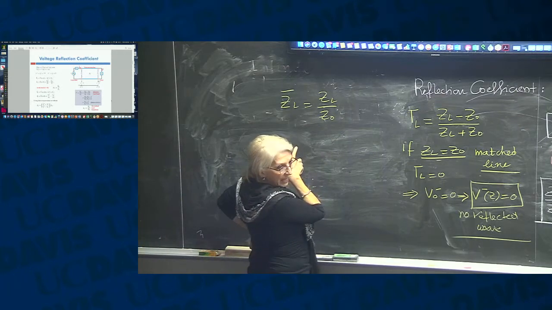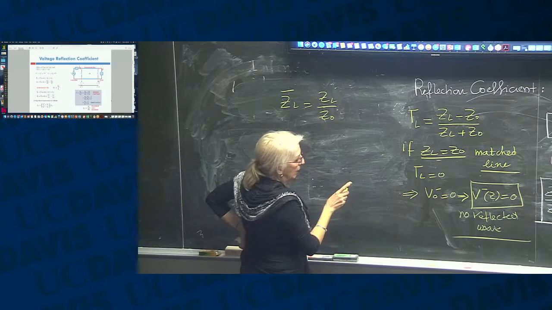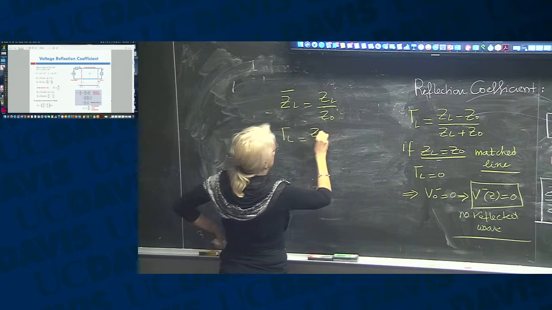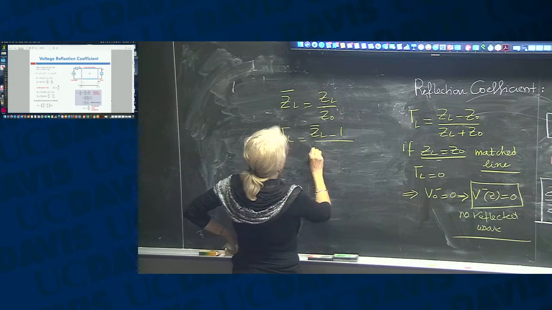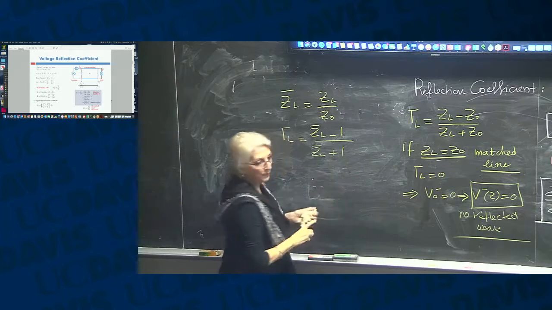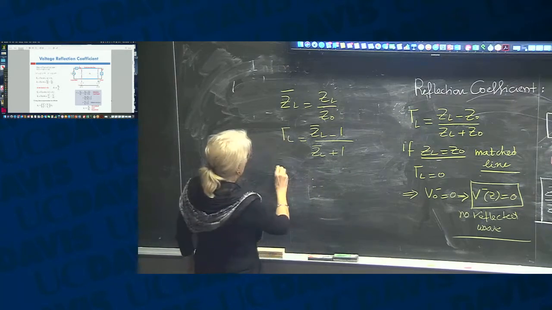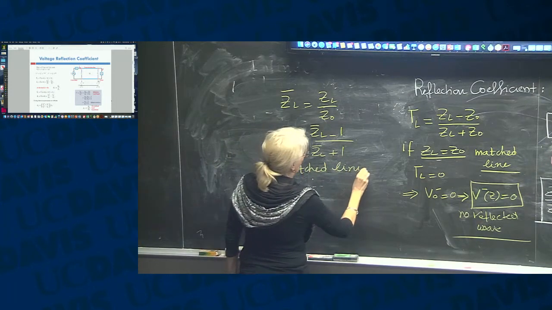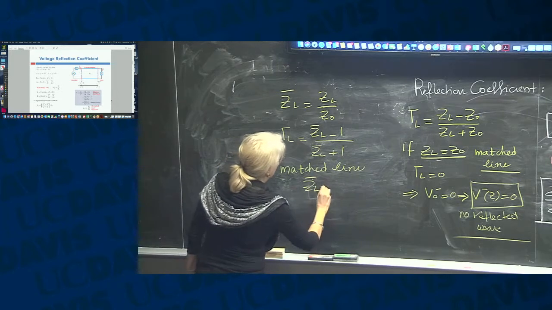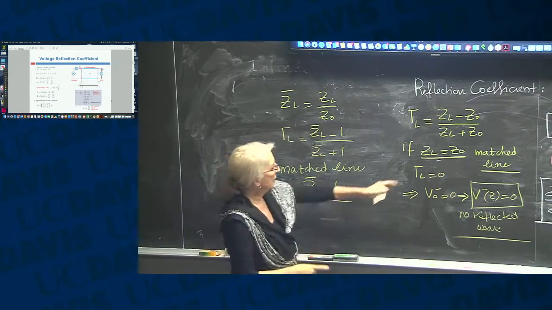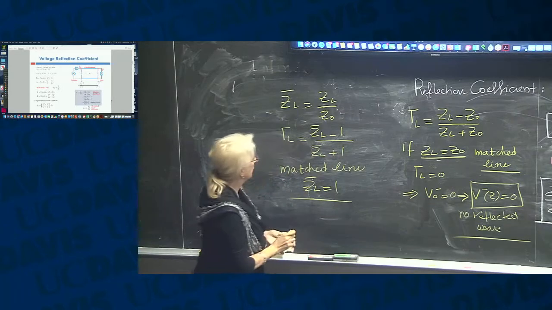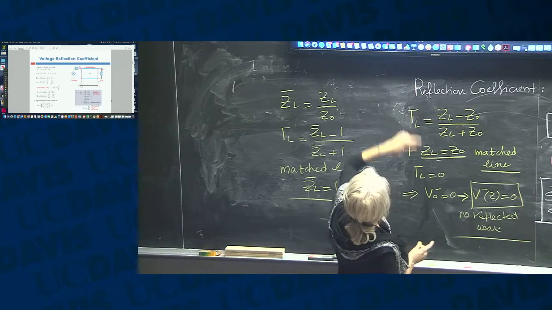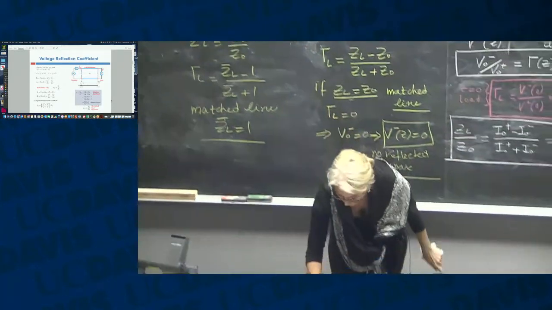Why is that beneficial? As you will see, a lot of the formulas will become very simple. This one, for example, gamma L, will be ZL normalized minus 1 divided by ZL normalized plus 1. And a matched condition, matched line, means Z sub L is 1, which is nothing else than this one, obviously. All of this you will have in your notes.